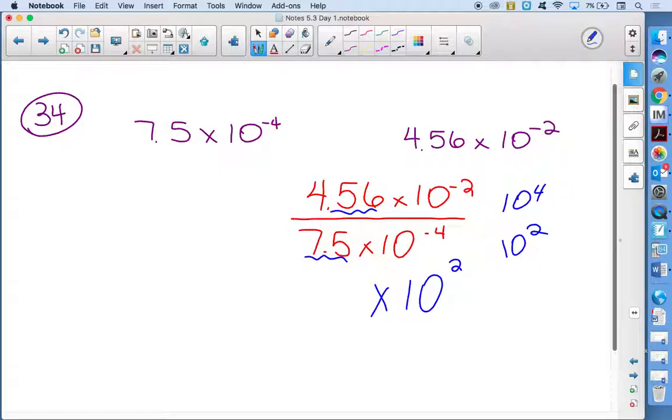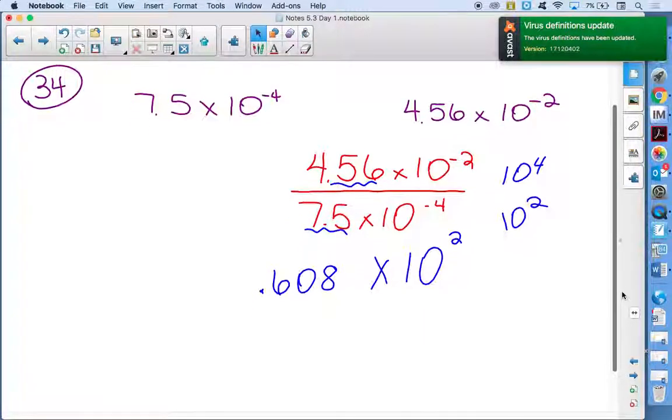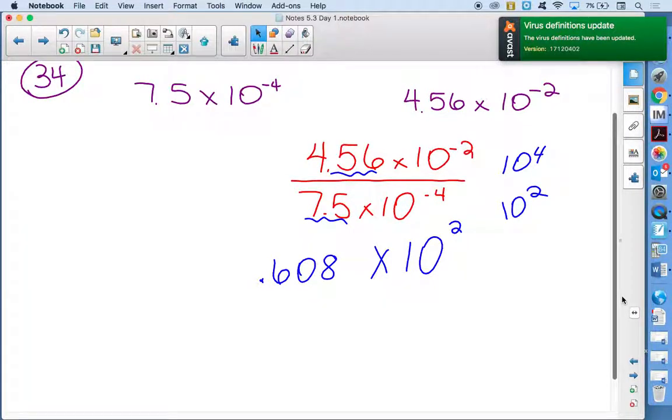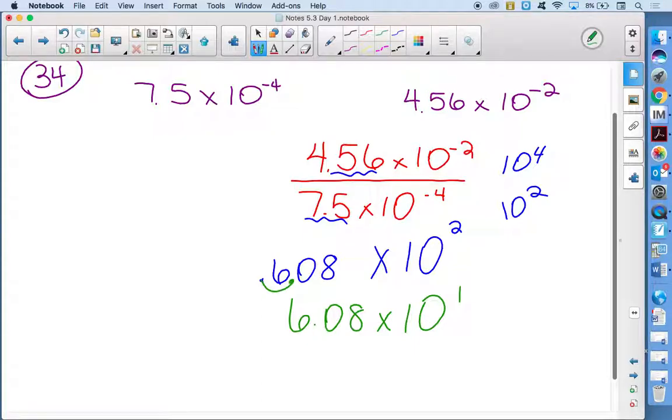So 4.56 divided by 7.5. 0.608. Now, the rule with scientific notation, the first number has to be between what? 1 and 10. So this isn't quite in scientific notation. If we bump that over one more time, we get 6.08 times 10, and then what's the exponent? To the first. Because we're taking it and moving it to the right. And when you move to the right, you're decreasing the exponent instead of making it larger. So it wanted it to be written in scientific notation. So we have 6.08 times 10 to the first.